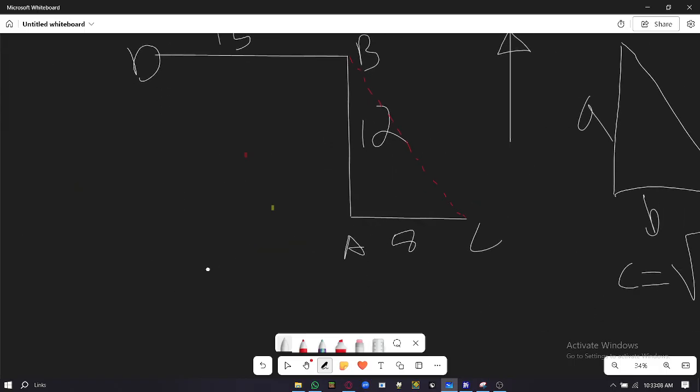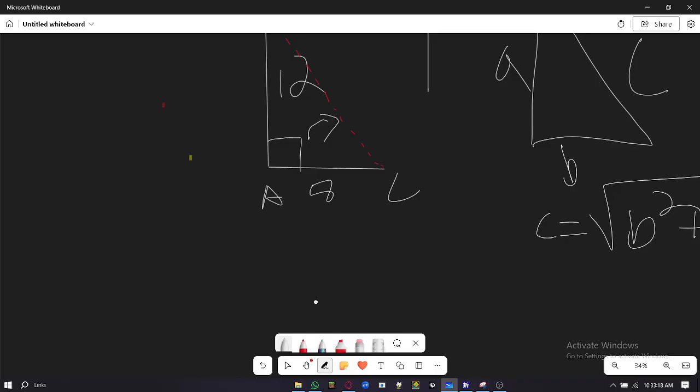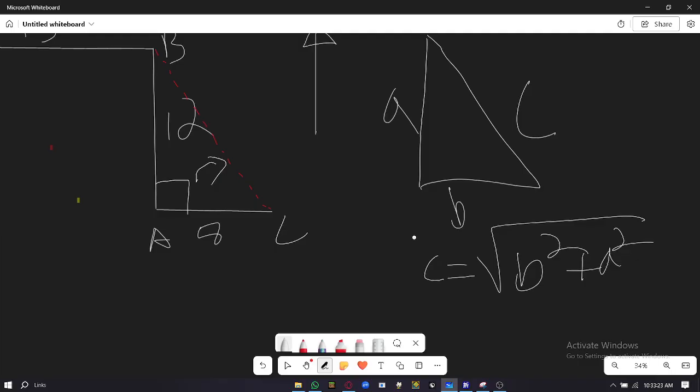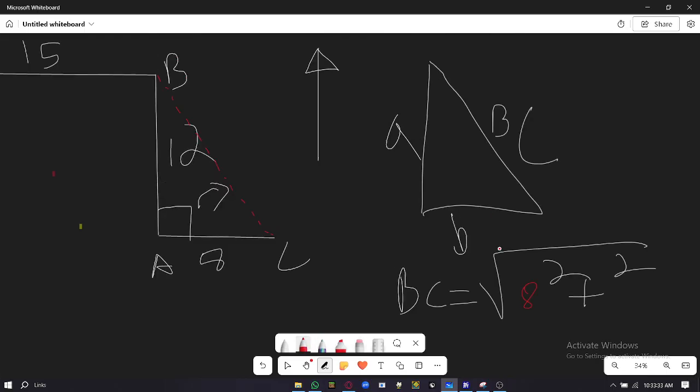So we have to find BC, which is the hypotenuse. How do you know it's the hypotenuse? It's opposite the 90-degree angle. Any line opposite the 90-degree angle in a triangle is the hypotenuse. So what is the hypotenuse? It's this formula here. You can think of it as C. This line BC is the hypotenuse. If that's the case, that means BC is equal to the root of A squared plus 12 squared.